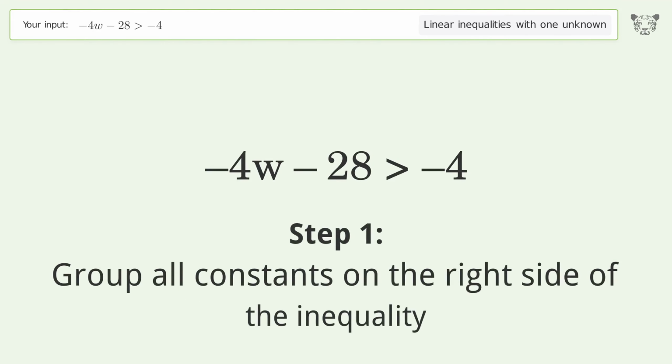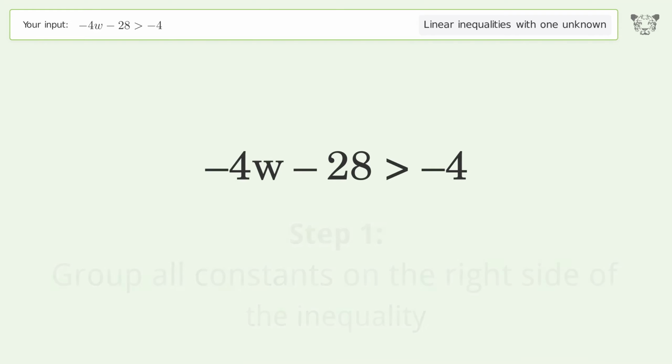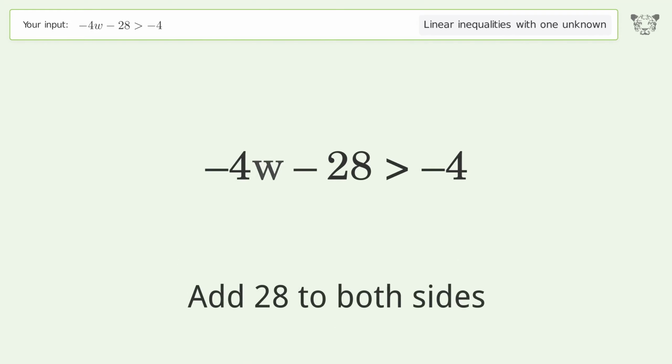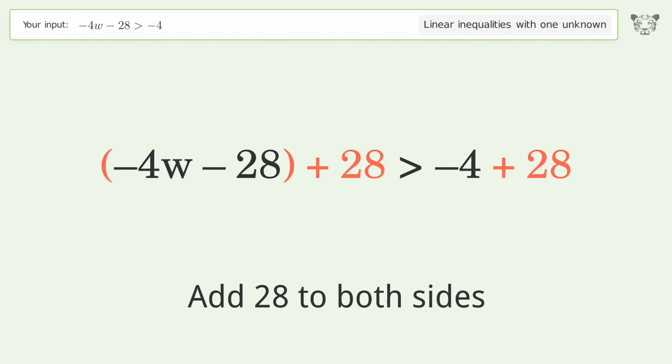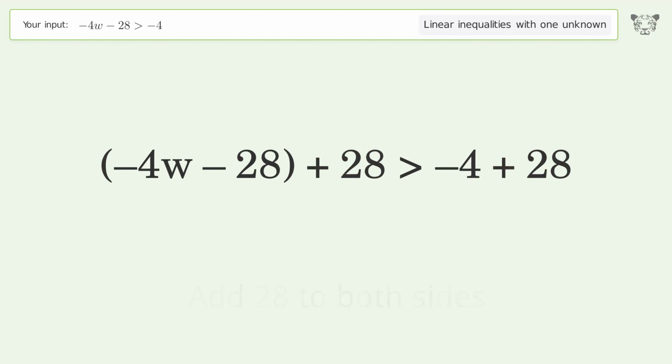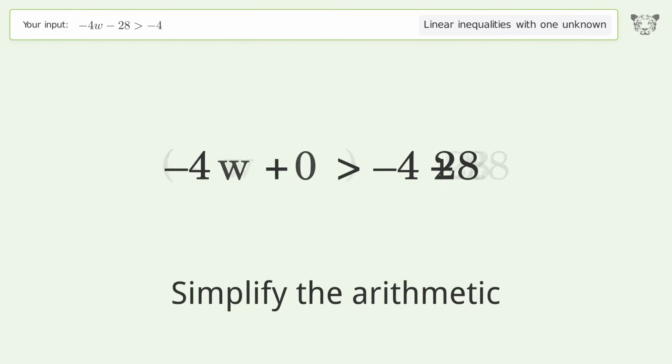Group all constants on the right side of the inequality. Add 28 to both sides. Simplify the arithmetic.